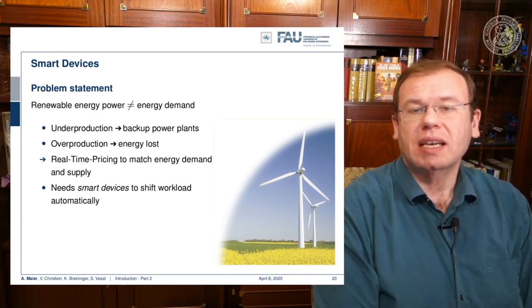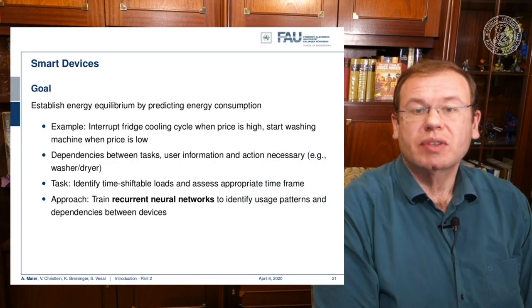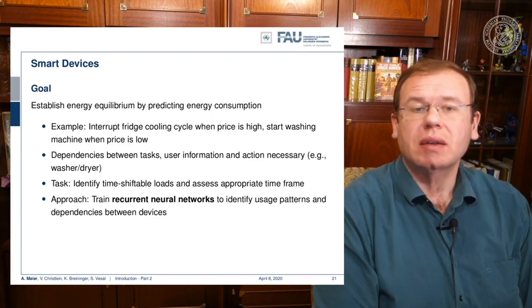There are some ideas to tackle this, like real-time prices, but what you need are smart devices that can recognize and predict how much power is going to be produced in the near future. So let's look at an example of smart devices. Let's say you have a fridge or a washing machine, and you can program them in a way that they are flexible at the point in time when they consume the energy. You can start washing also maybe overnight or in 1 hour when the price is lower.